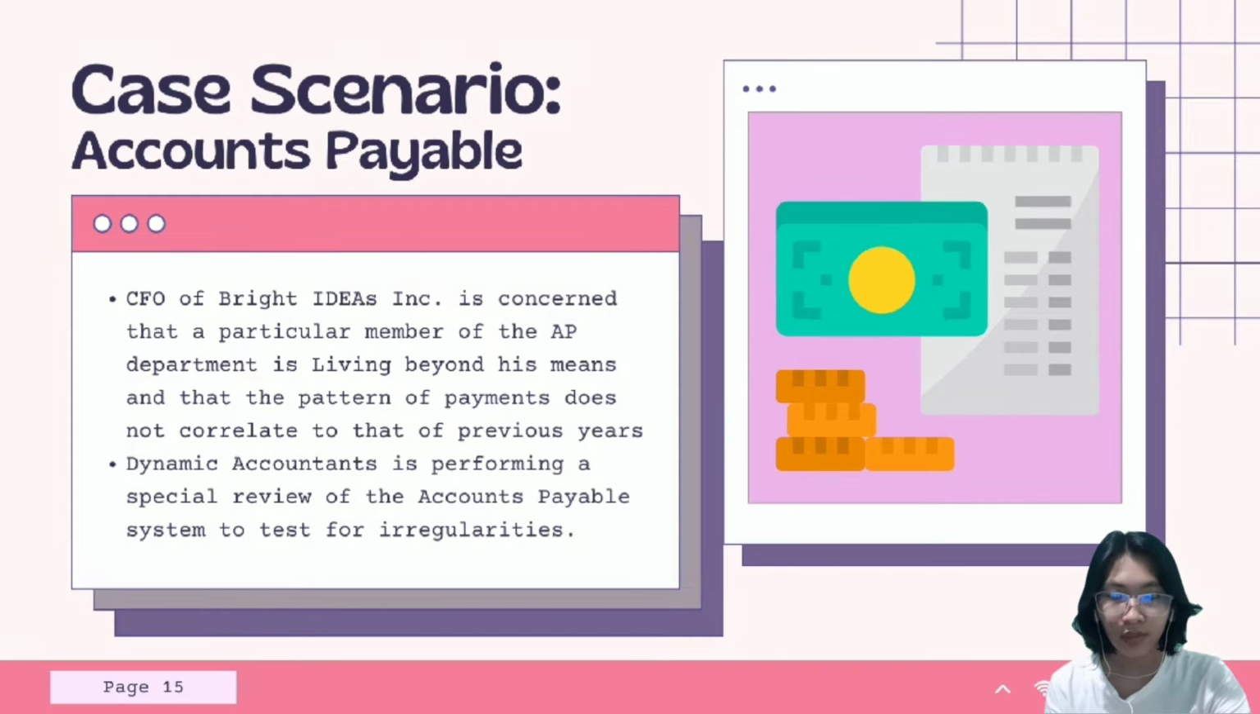Let's take a look at this case scenario. The Chief Financial Officer of Bright Ideas Incorporation is concerned that a particular member of the Accounts Payable Department is living beyond his means, and that the pattern of payments does not correlate to the previous years. Dynamic Accountants is performing a special review of the accounts payable system to test for irregularities.